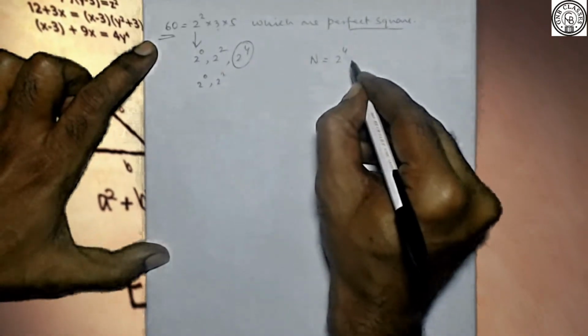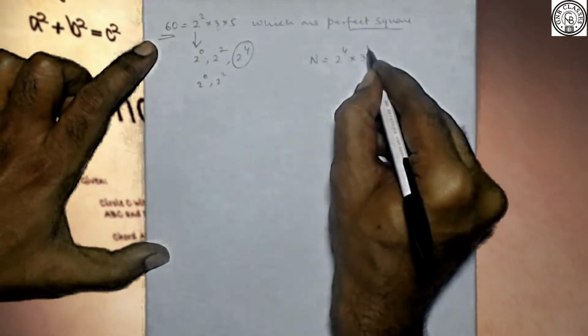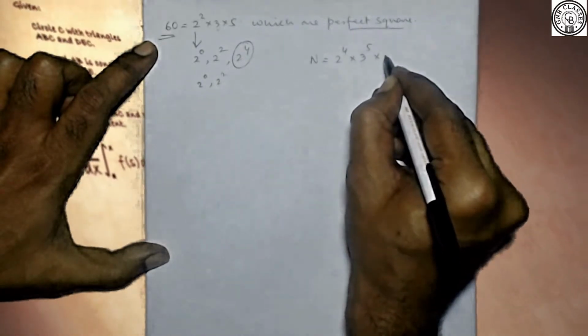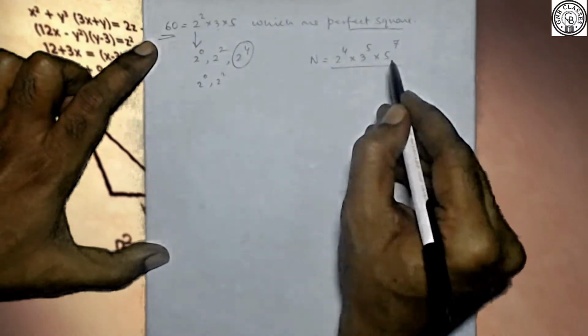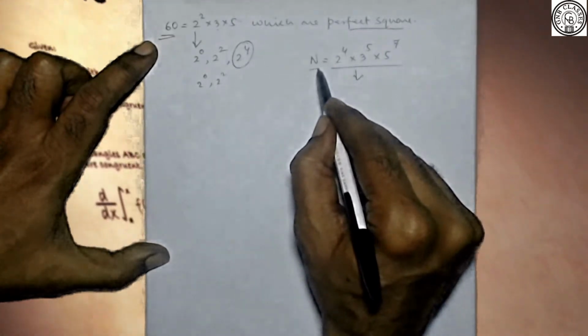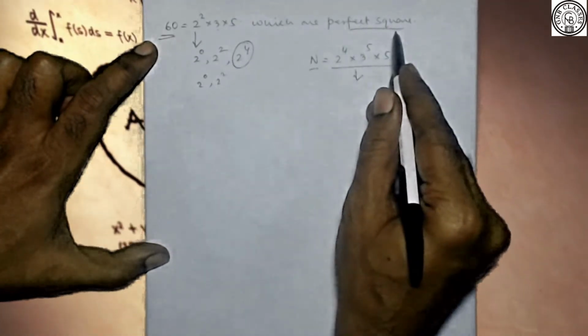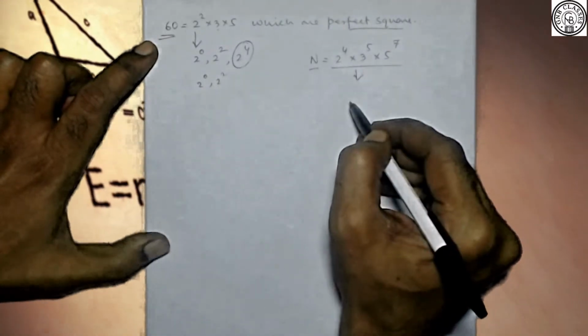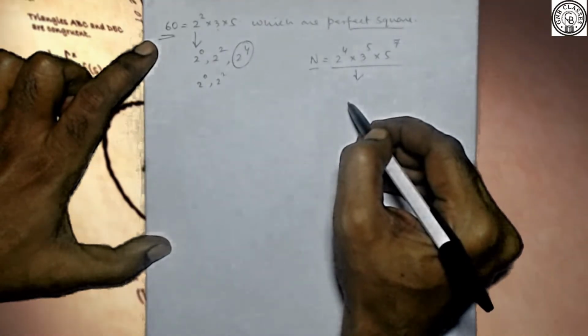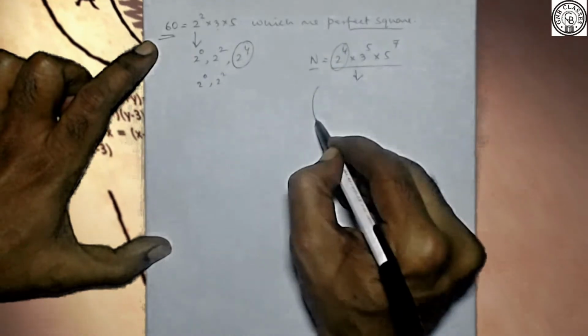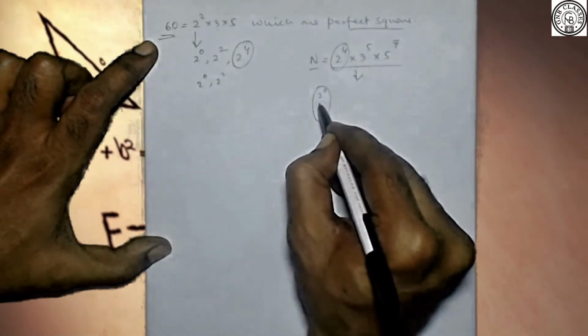Now suppose after prime factorization we get something like 2 to the power 4, 3 to the power 5, and 5 to the power 7. If I ask how many divisors of this natural number are perfect squares, one thing is sure: each prime must come with an even power. So for 2 to the power 4, we get either 2 to the power 0, 2 square or 2 to the power 4.